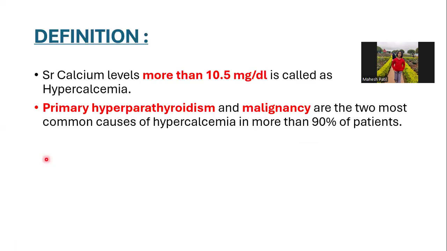So first we'll see the definition. Hypercalcemia is a serum calcium level of more than 10.5 milligram per deciliter. Primary hyperparathyroidism and malignancy are the most important causes of hypercalcemia in more than 90% of patients. If there is hypercalcemia, these are the two important causes: primary hyperparathyroidism and any malignancy. We have to keep this in our mind.